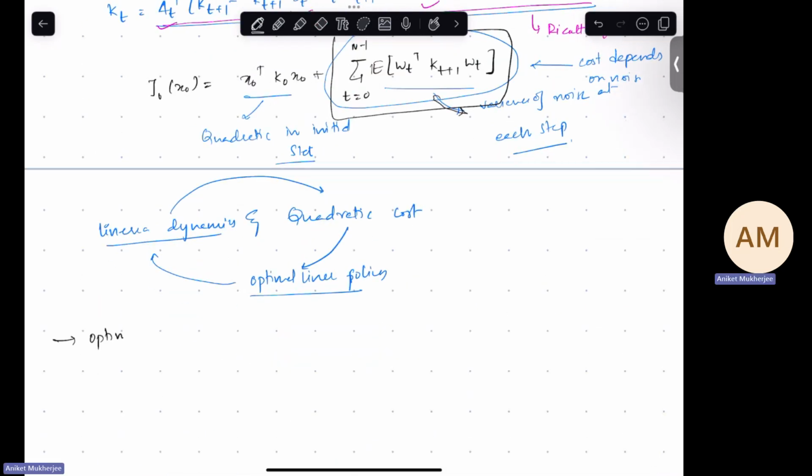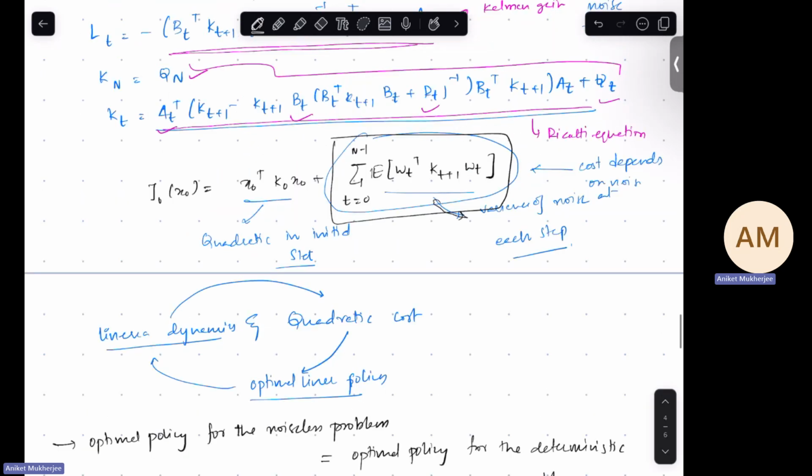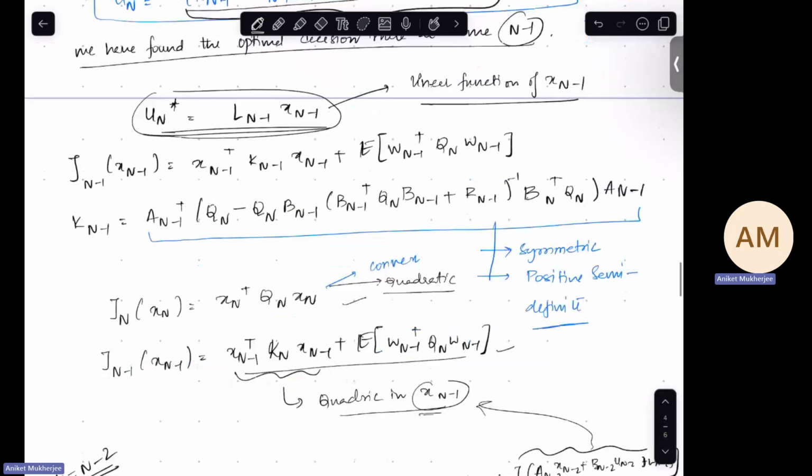the observation is the optimal policy for the noiseless problem is the optimal policy for the deterministic problem. This is not always true, and this is only true for the following case, under these assumptions, right?